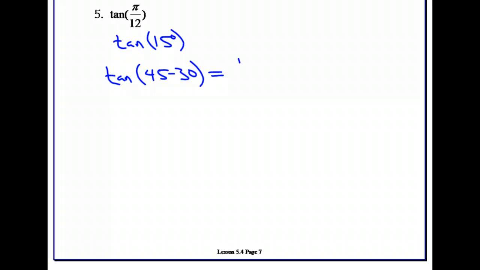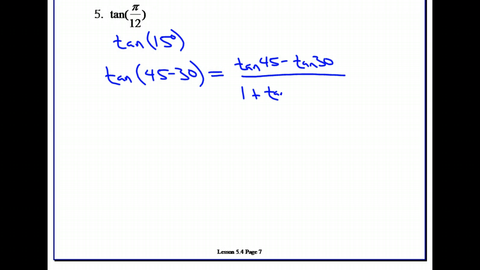It went the tangent of 45 minus the tangent of 30 all over 1 plus the tangent of 45 times the tangent of 30. All right, let's look these up. We know there's going to be a little bit of algebra to do as well. Tangent of 45 is 1. Tangent of 30 is root 3 over 3.